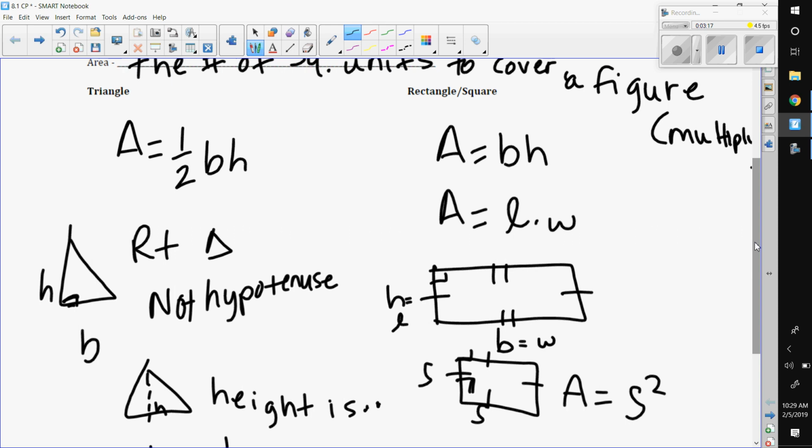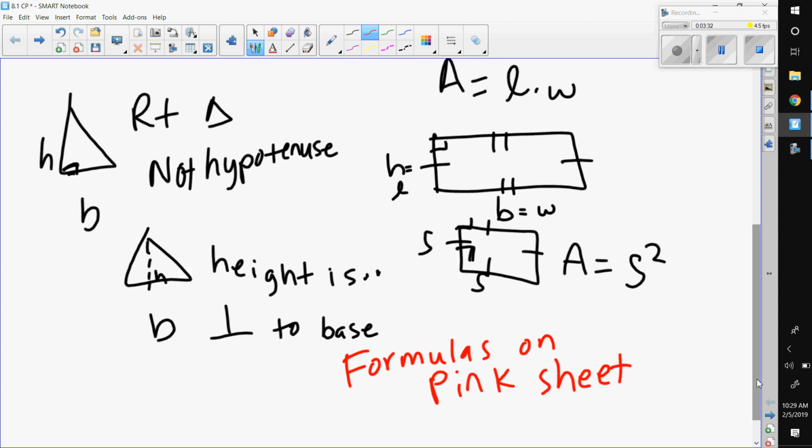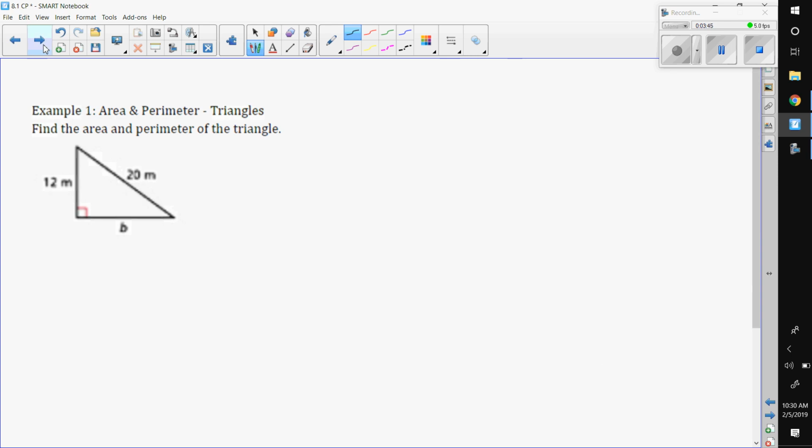Something to remember for both of these formulas, including the perimeter, is that they are going to be on your pink sheet. It's just how you use them. So you want to be able to apply and use them, but these formulas will be given to you. So these pictures should help with that as well. If you turn over, you'll see that there's some examples.